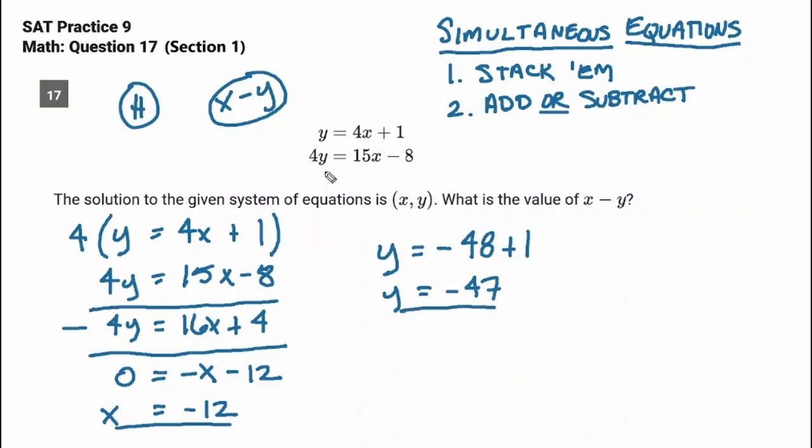If I want, I could plug in those two, x and y, into this equation, make sure it works. All I got to do is say x minus y. I got to be careful again. Negative 12 minus, so it's negative 12 plus 47. Might want to use your calculator. That's 35. And guys, that's the answer. You get it right, and you move on.